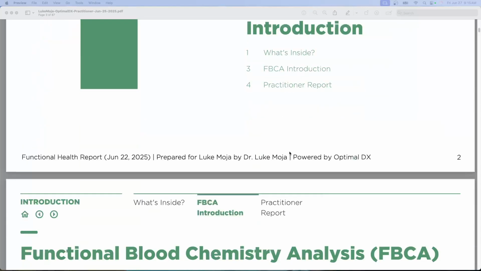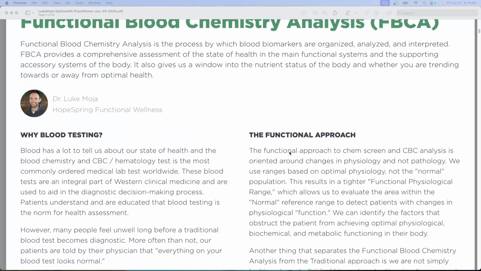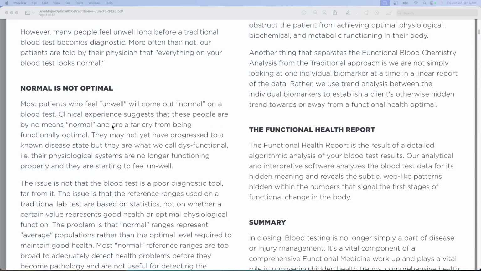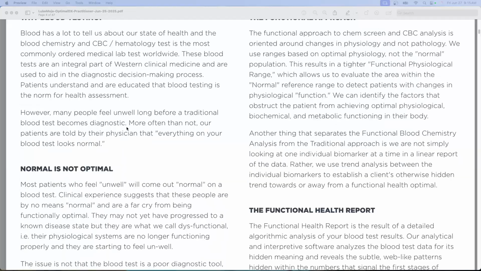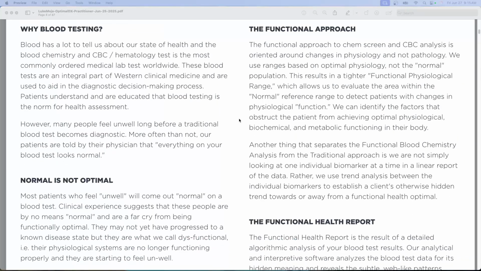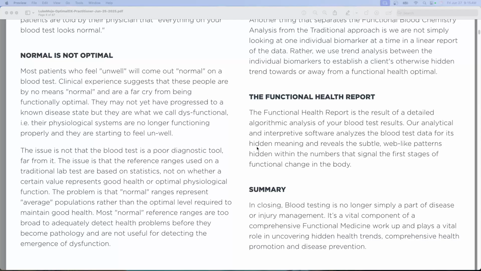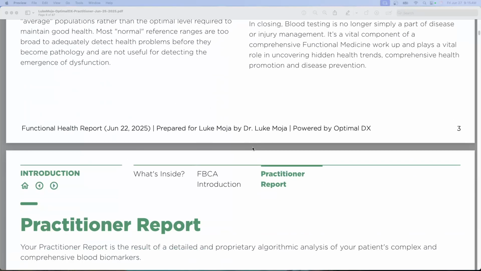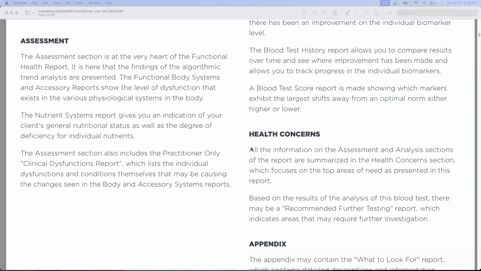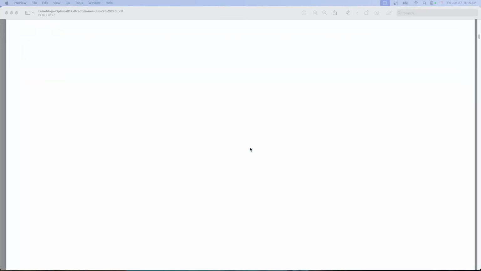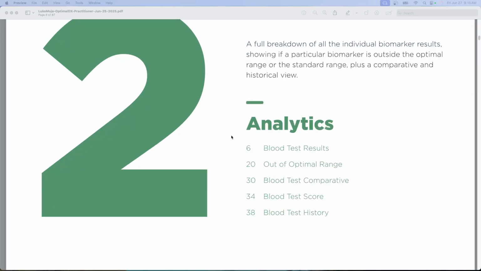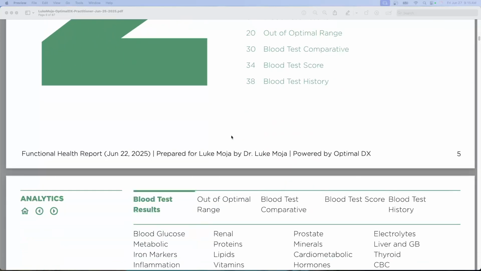So first, just kind of an introduction. So this is just talking about what we talked about before, so the importance of blood testing, what we can learn from that, how the normal ranges are not necessarily optimal, the functional approach as opposed to the standard approach with blood work. Just explains the functional health report and just gives us a summary there. So this just talks about the practitioner report, again, goes through what we were talking about before. And here are the actual ranges, the actual numbers from the blood work, so we can analyze that.